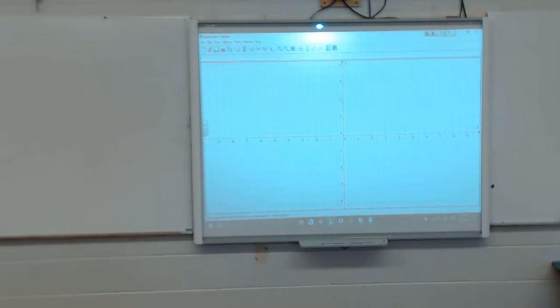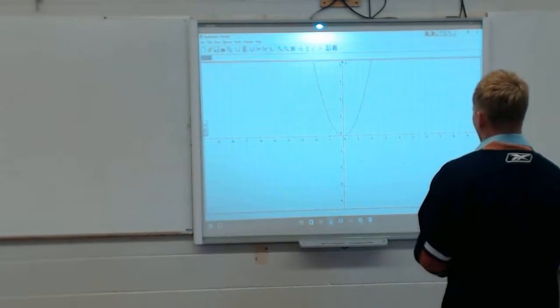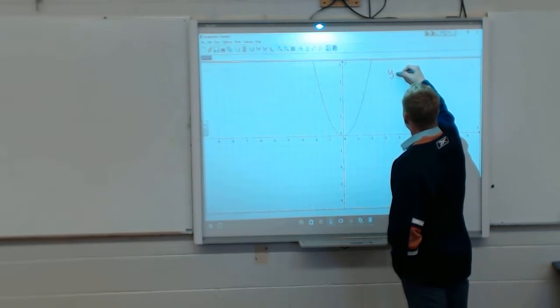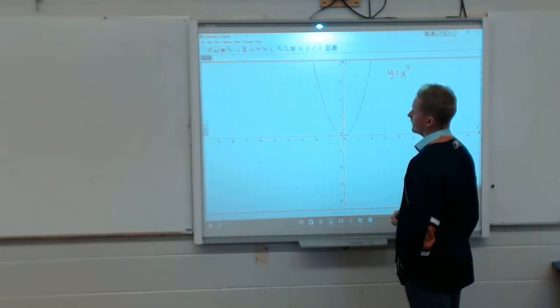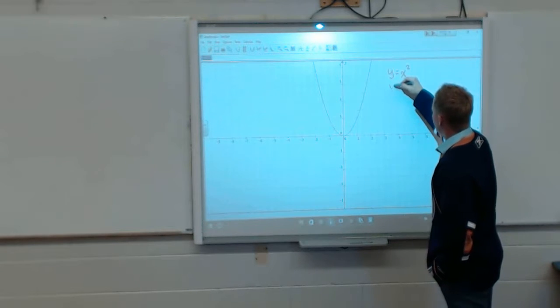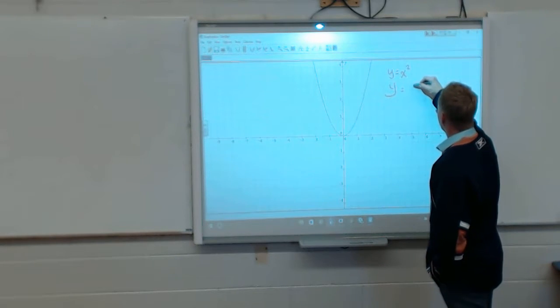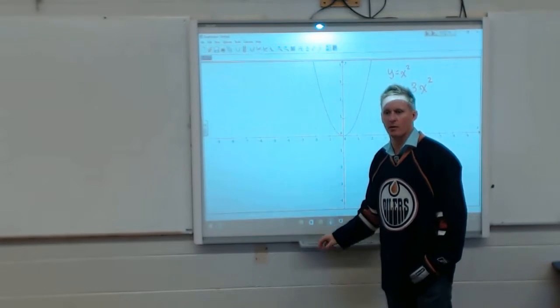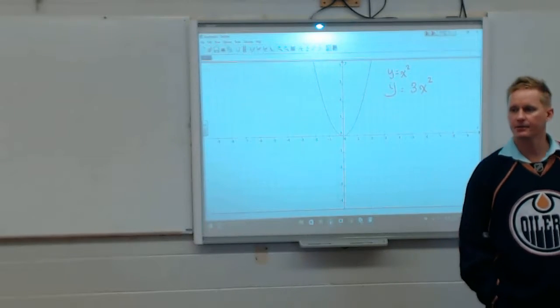Use our graphing program here. Y equals. So there's y equals x squared. Okay? Now, that's y equals x squared. What happens if I make it y equals 3x squared? What do you suppose is going to happen to this graph?